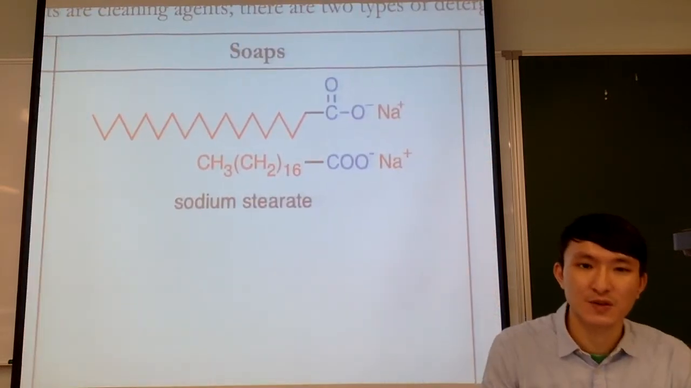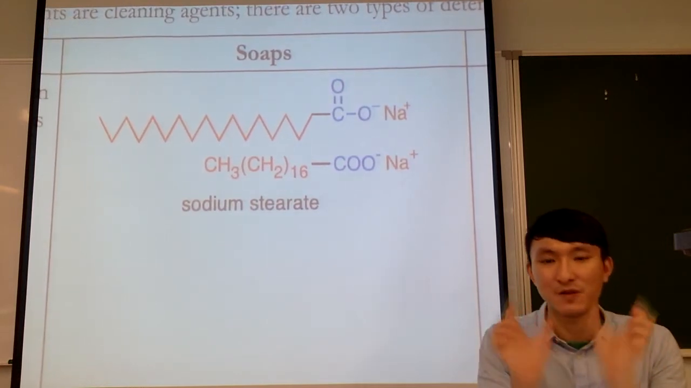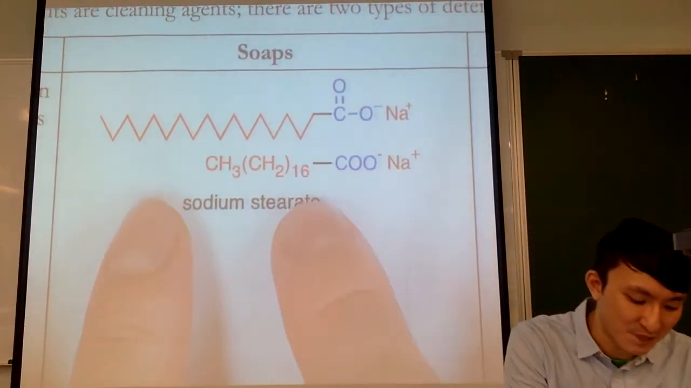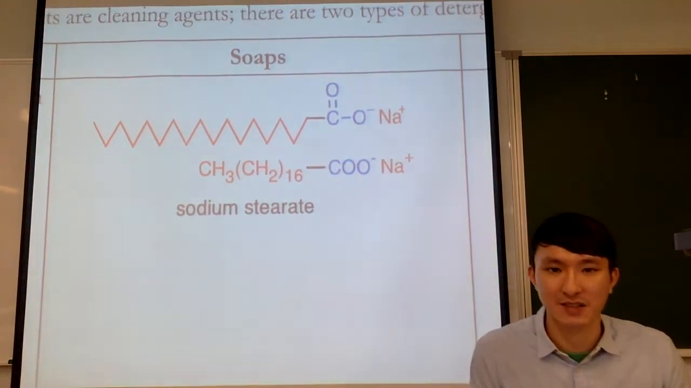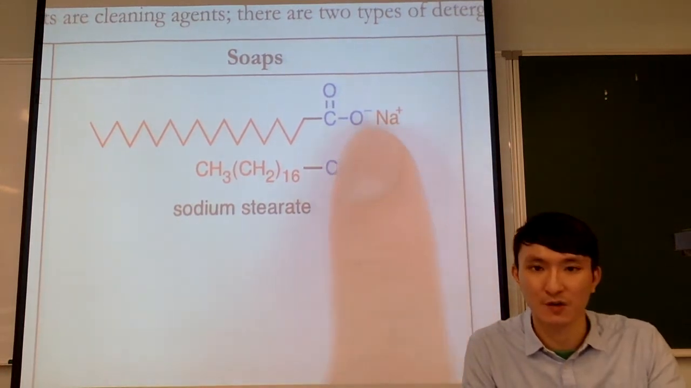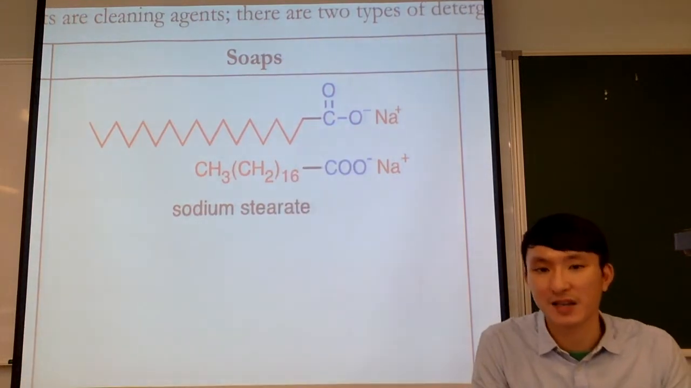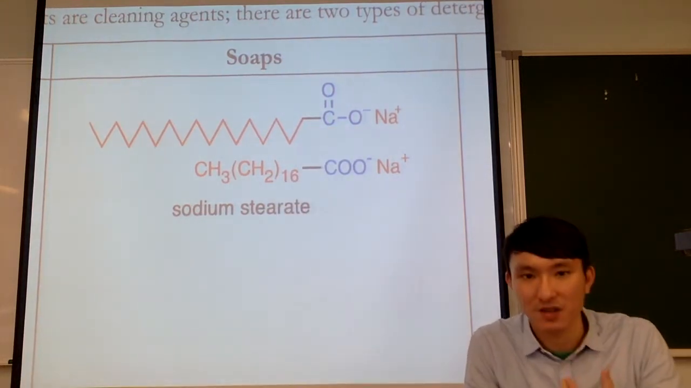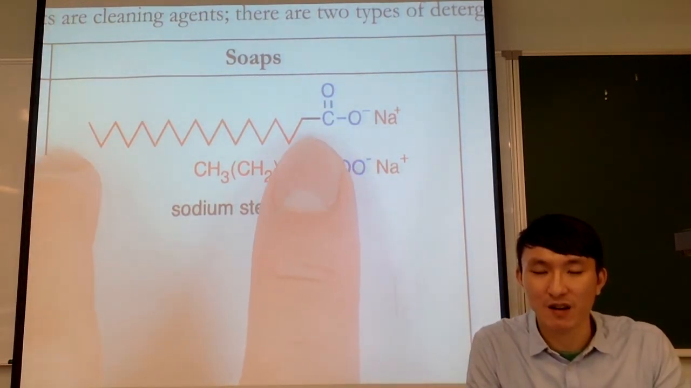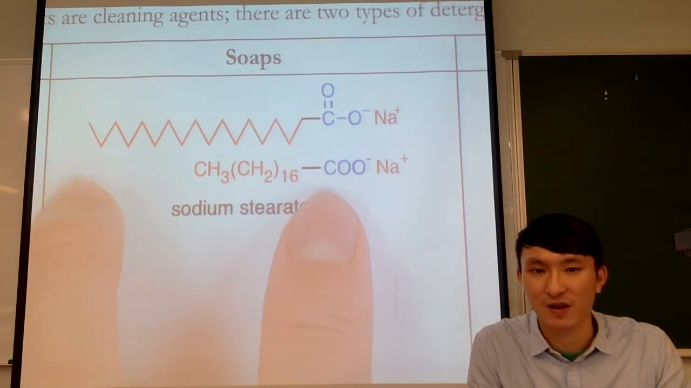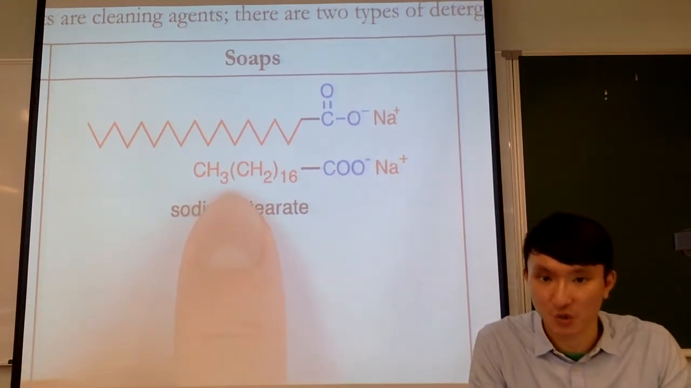Now, for soap, no matter it's soap or soapless detergent, they have some common features. Now, you see here, this one is a sodium salt of a carboxylic acid. Can you tell? This is a sodium salt of carboxylic acid. In other words, you have a carboxylic acid that is neutralized with the sodium hydroxide, and the salt would be this one, okay? However, this one, you see, it has a very, very long hydrocarbon tail. We're talking about like 17 carbons in total.